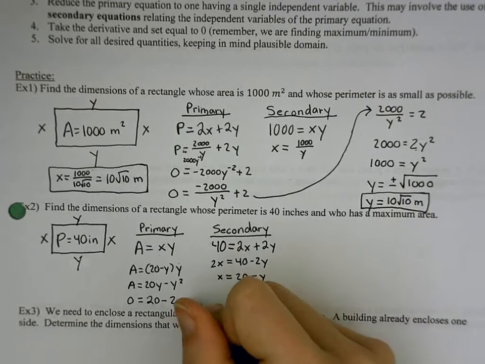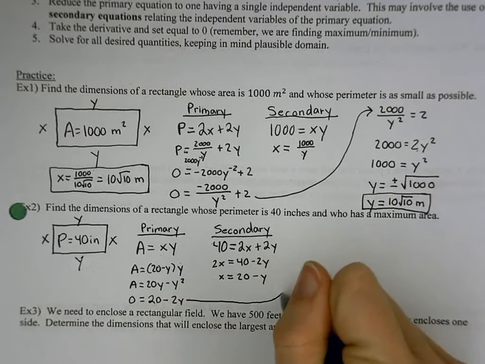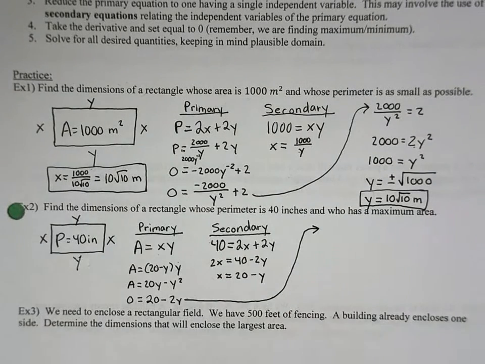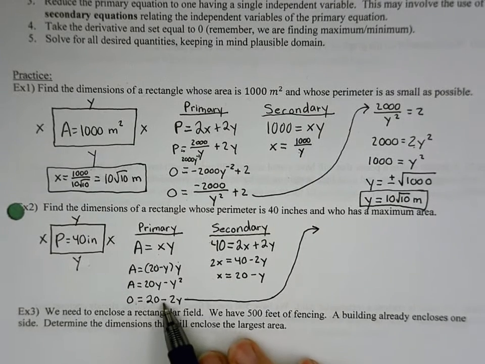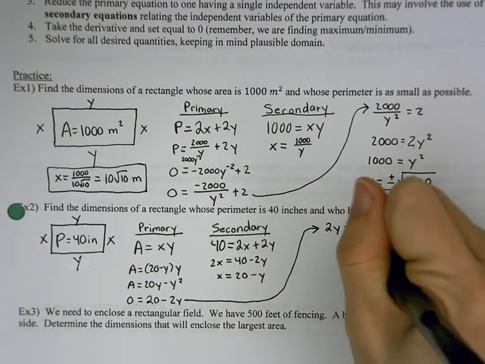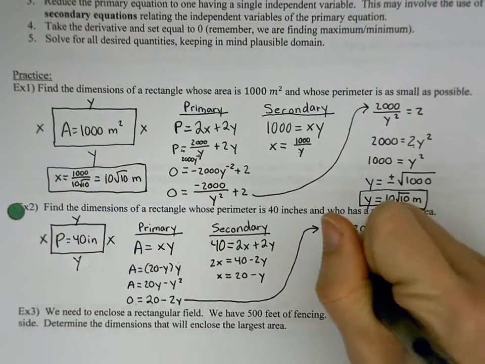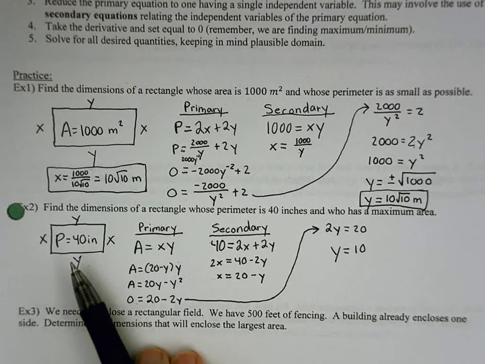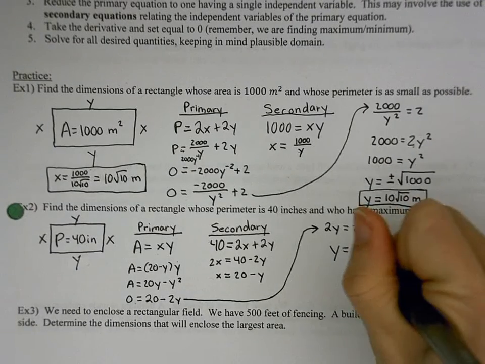Okay. Last step, solve for the desired quantities in this problem. Those are the dimensions. So we can solve for y here. We have 0 equals 20 minus 2y. I'm going to go ahead and add this 2y to the other side. And then divide that 2, which means y equals 10. And in this problem, my side lengths would be measured in inches.